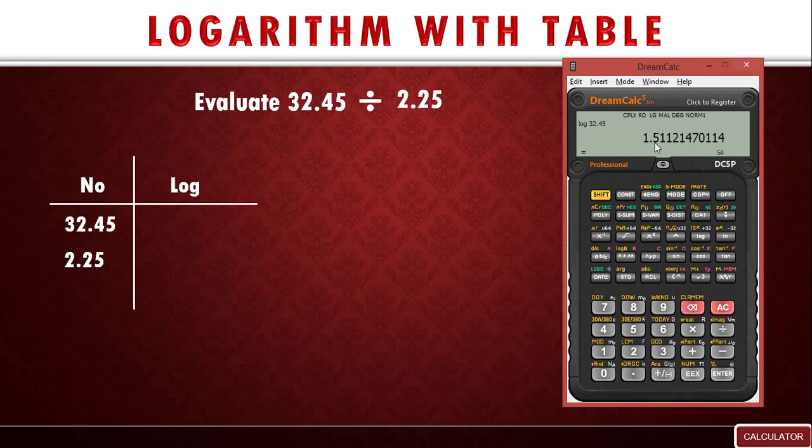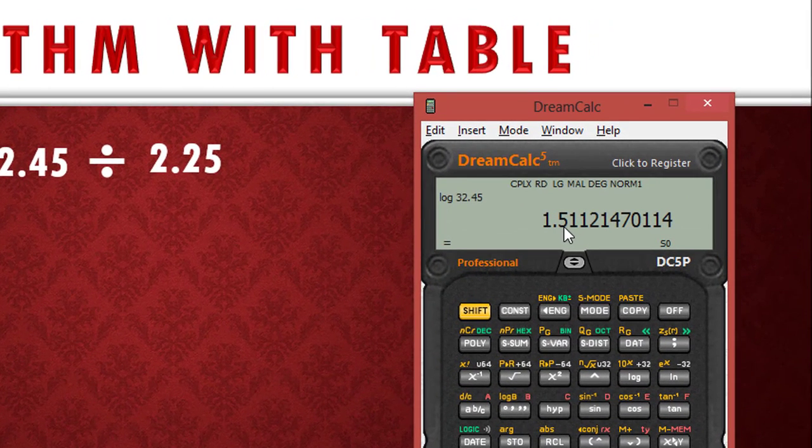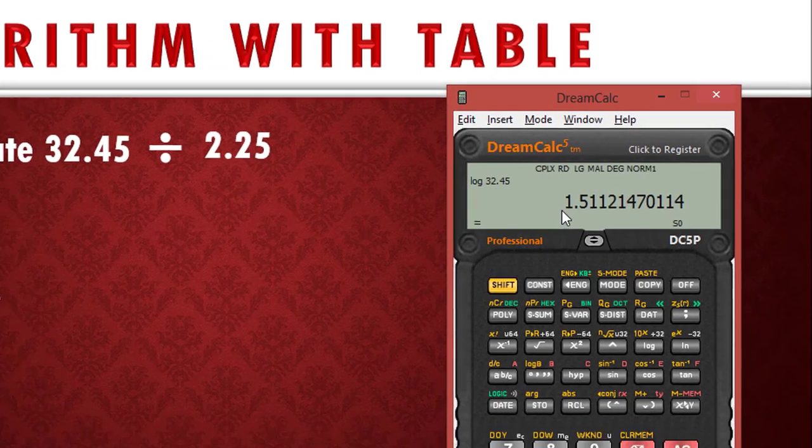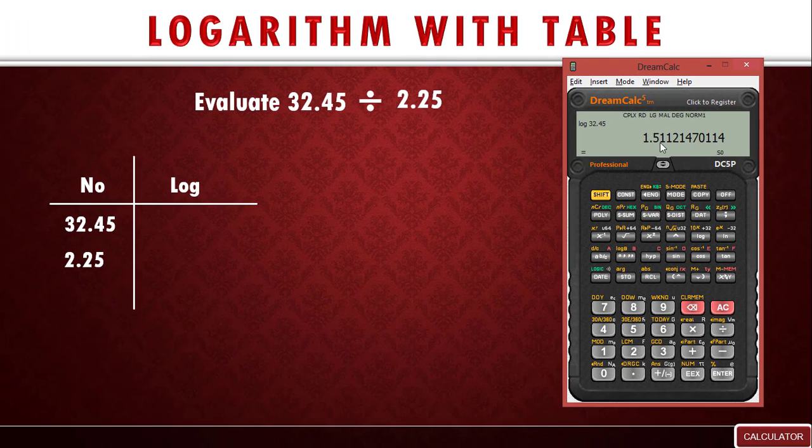That will give 1.5112. When you do the approximation, make sure your mantissa has only 4 digits after the decimal point, 5112. So your mantissa is 5112. That means our log for 32.45 will be 1.5112.